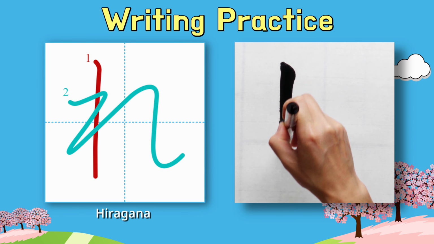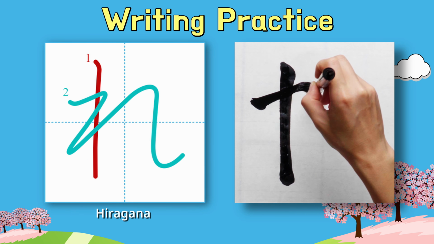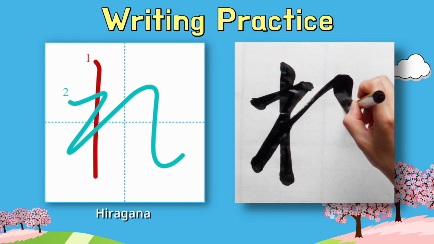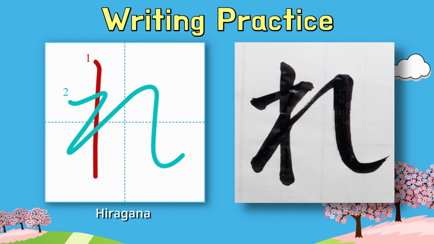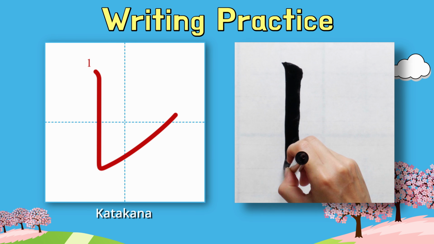The left side of the hiragana de is identical to the one in ne, so we'll write that the same. Instead of looping back in at the end though, we come straight down and then curve out to the right. The katakana de is identical to the right side of ru.